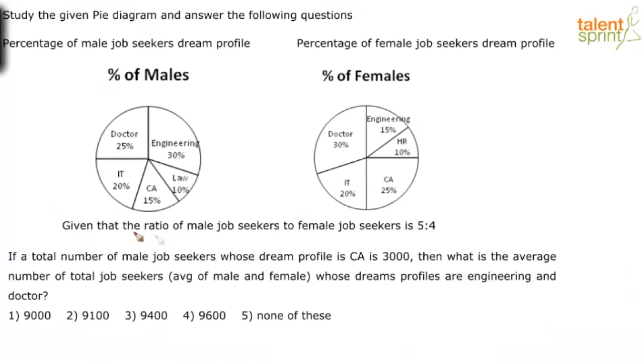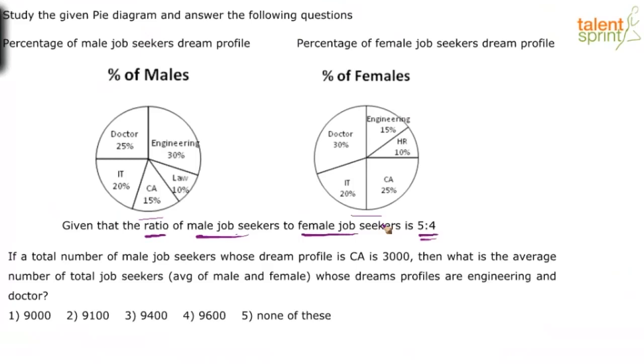Now it says, given that the ratio of male job seekers to female job seekers is 5:4. Right? Now this again is very, very interesting. Usually after the pie chart, the total value is given. Total for the first pie chart, then total for the second pie chart. But here, instead of giving the totals, they have given us the ratio between the two totals. Right? It is 5:4. So based on this, we need to answer the given questions.